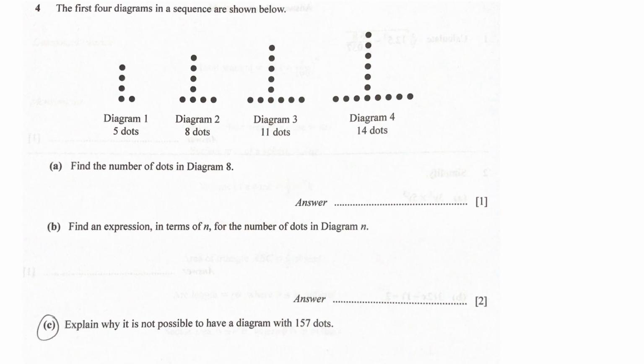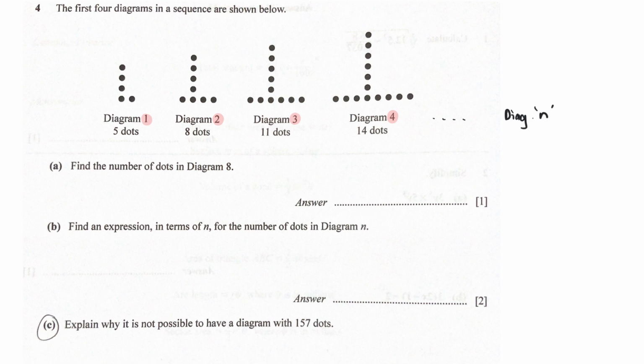So in this number sequence question, we're going to answer A, B, and C. Let's start with A very quickly. Observe the pattern. In the number sequence question, we will recognize the nth term as such. So 1, 2, 3, 4. Eventually, you will have a diagram N.